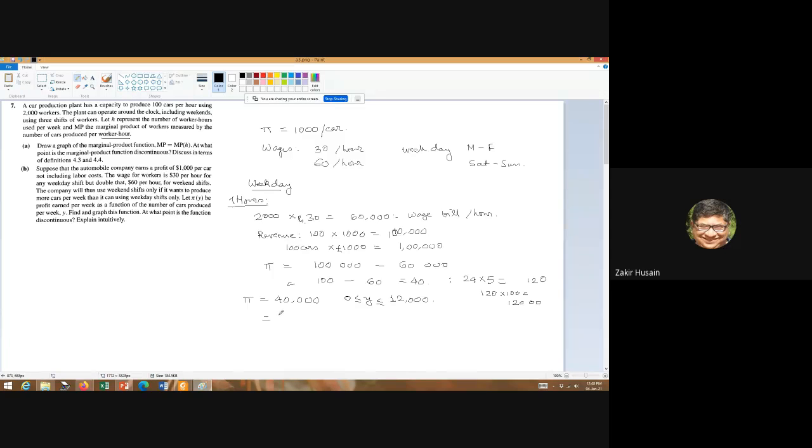during the weekdays. If you want to produce more, can you go on producing indefinitely? There is a limit. So up till this, in this case, the profit is... See now, what is the wage bill? This is still 2000, but wages will go up by 60.